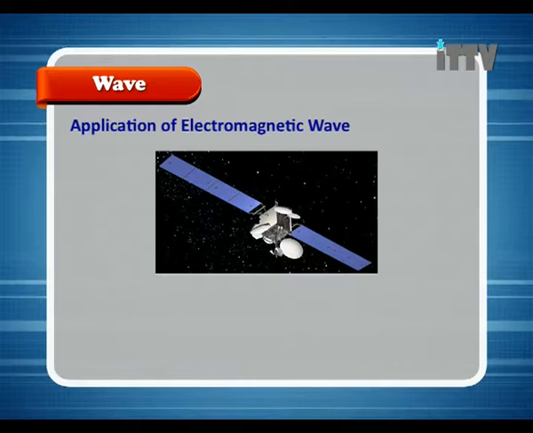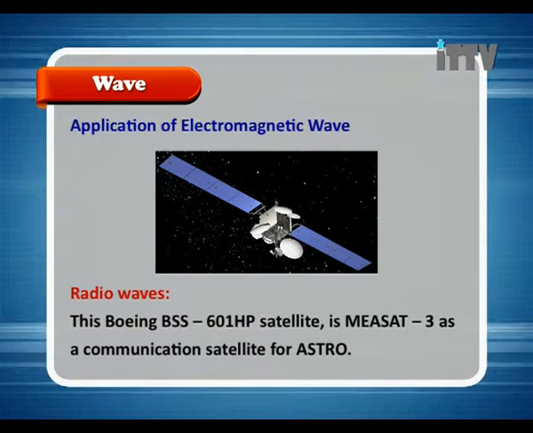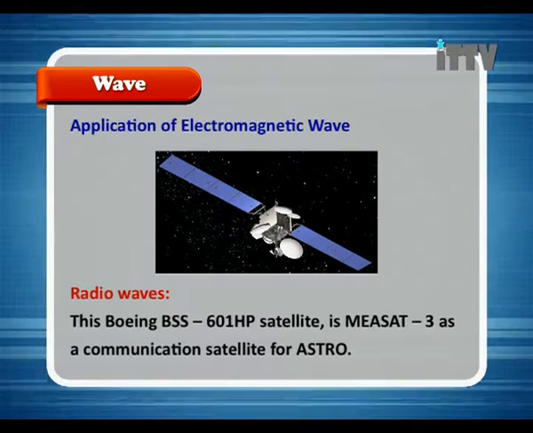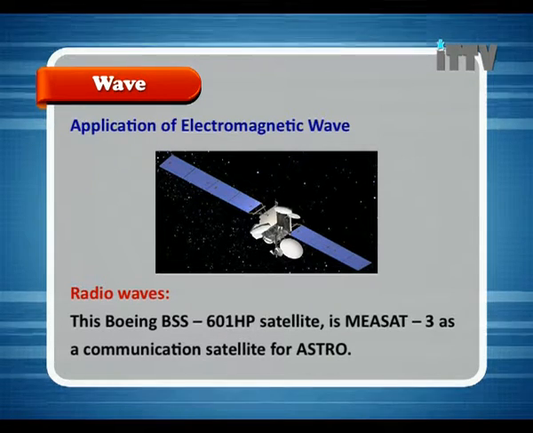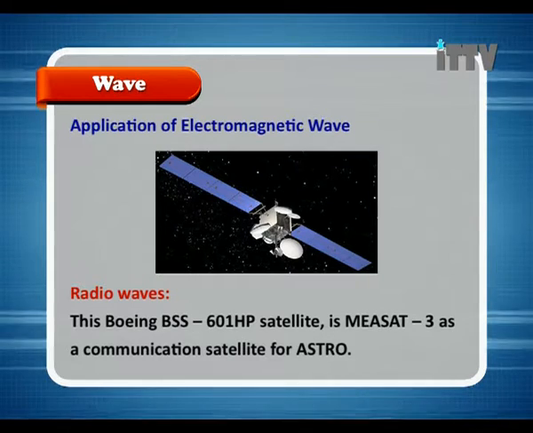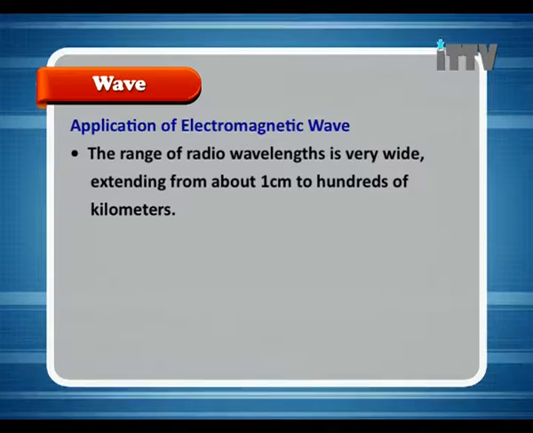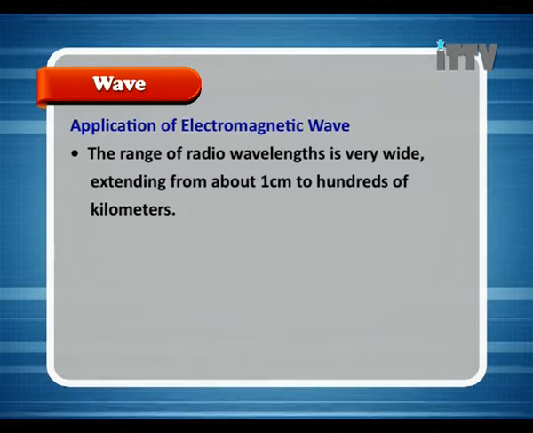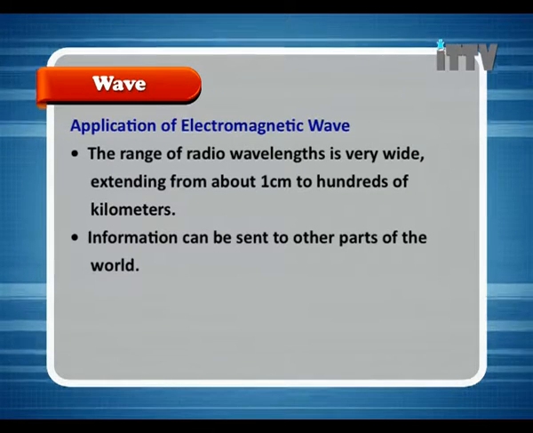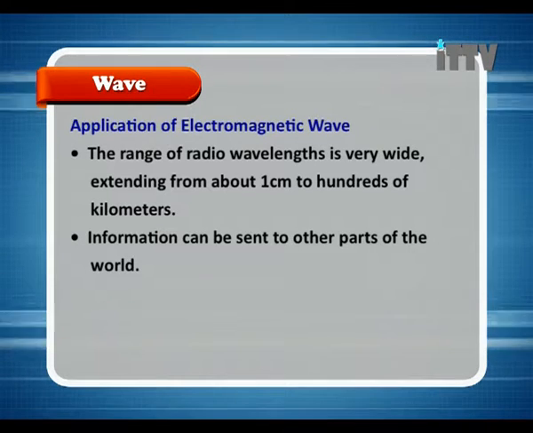Application of electromagnetic waves. In the diagram you see a satellite. Radio waves. This Boeing BSS 601 HP satellite is MEASAT 3, which is used as a communication satellite for Astro. The range of radio wavelengths is very wide, extending from about 1 centimeter to hundreds of kilometers. Information can be sent to other parts of the world.